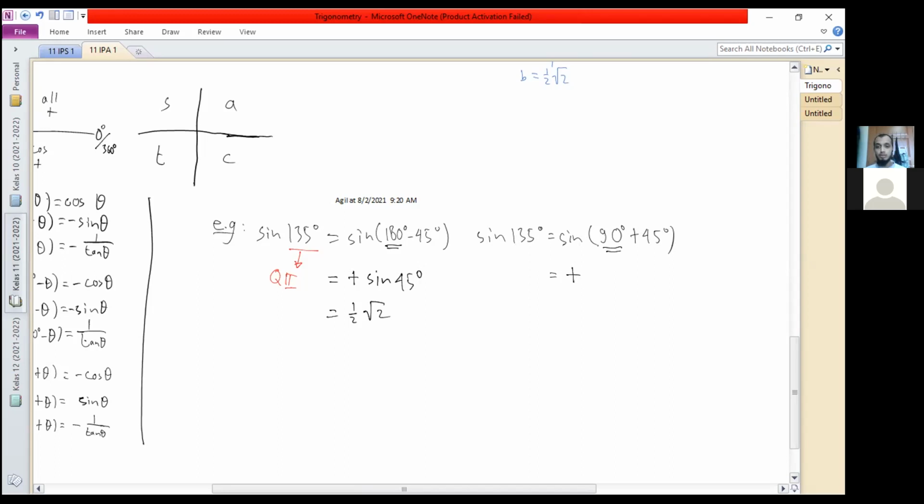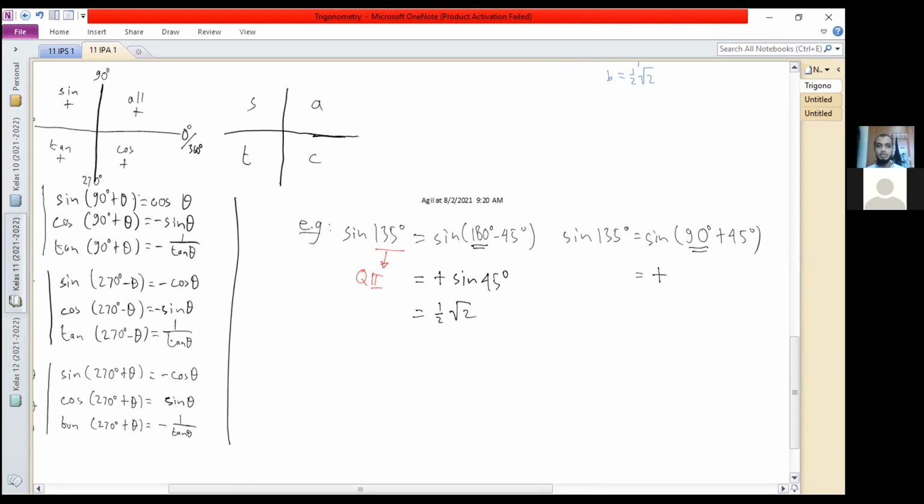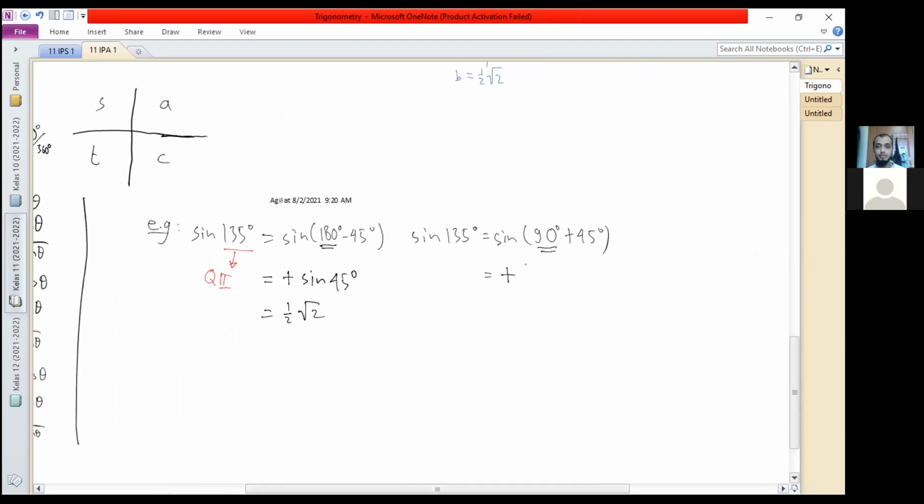Now because we are using 90 degrees as the reference, which is on the y-axis, then we change the function. So sine, we change it into cosine, and then the related angle is 45 degrees.